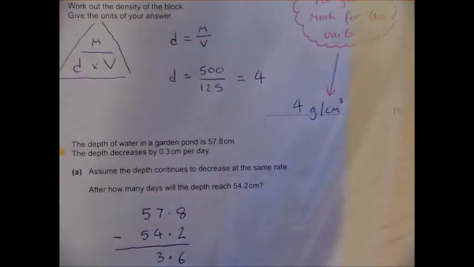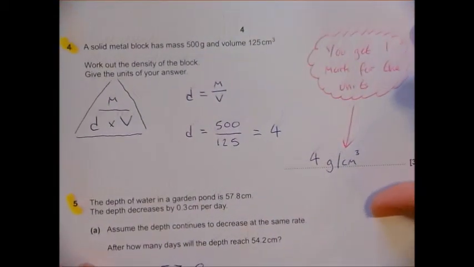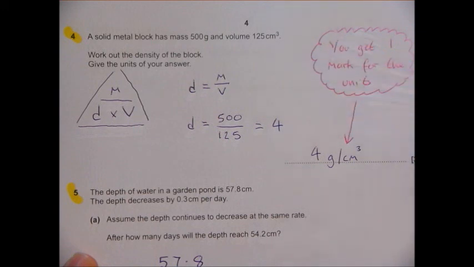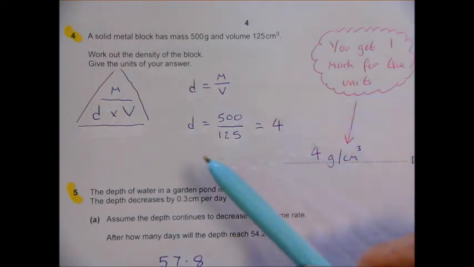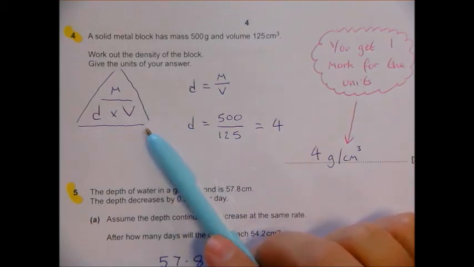Next one, question number 4. Let's have a look how we're getting on. A bit of density here. A solid metal block has a mass of 500 grams and a volume of 125 centimeters cubed. Work out the density of the block. First thing I would do, and hopefully you've learnt this triangle over here. It's the way I do it. There are other methods available, but you can do it whichever way you want.